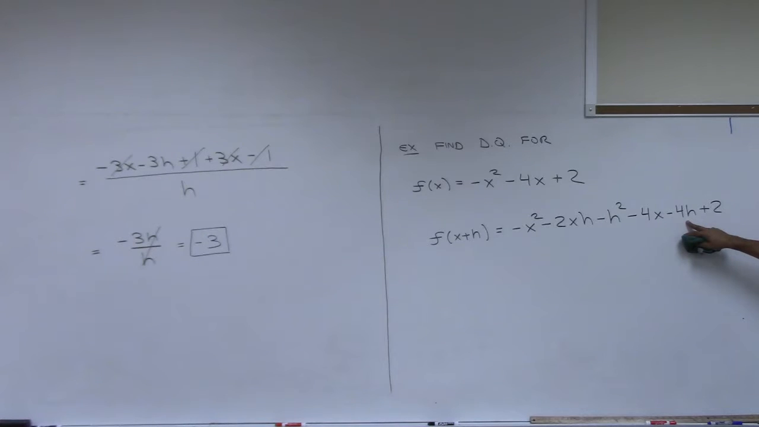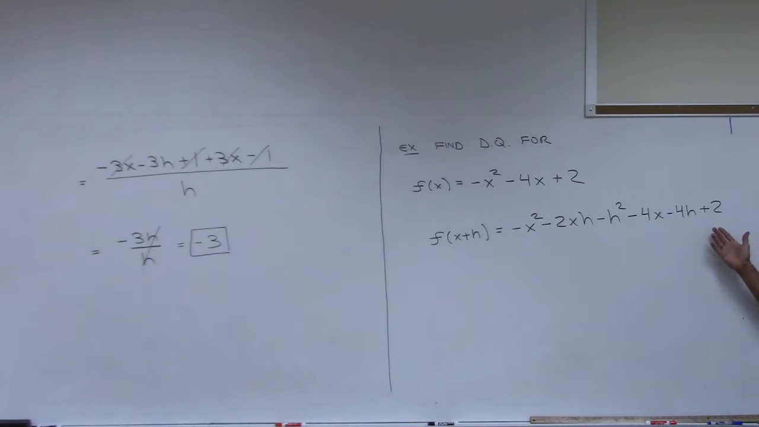There should have been a 4h here. Did I not put 4h down there? Negative x squared minus 2x minus h squared minus 4x minus 4h plus 2. Yeah, there should be a 4h when you distribute the parentheses right here. That right there and right there. Oh, you're missing the 4 there, because the 4 goes to both. Yeah.